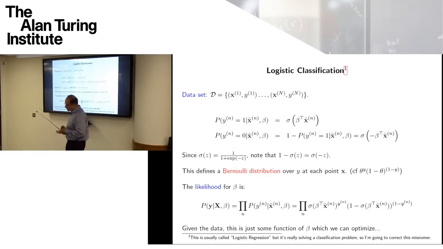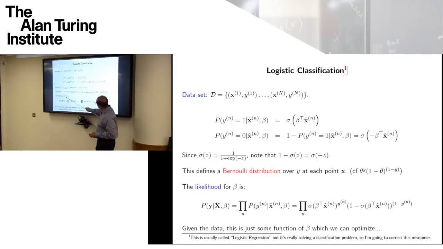Now we're almost done, actually, because we've written down what the probability of a single data point is. And now if we think about this model, it defines a Bernoulli distribution, sort of like a coin toss distribution, over y, the label variable, at each point x in the real space. A lot of these little coin tosses at each point. And remember that the Bernoulli distribution looks like this: theta to the y, 1 minus theta to the 1 minus y. And in this case, theta is going to be the output of my logistic function.